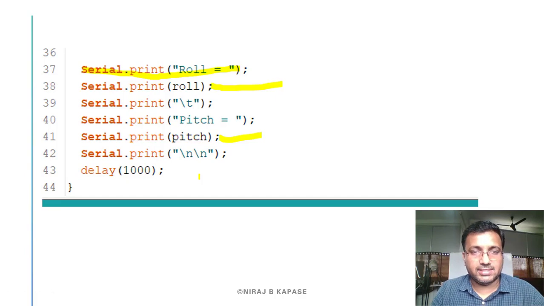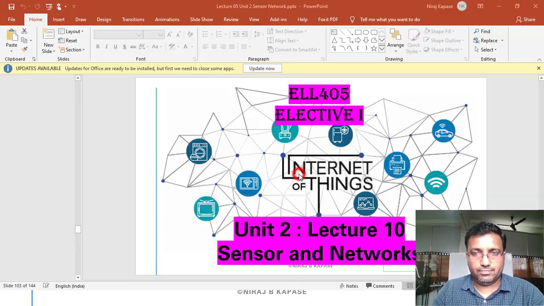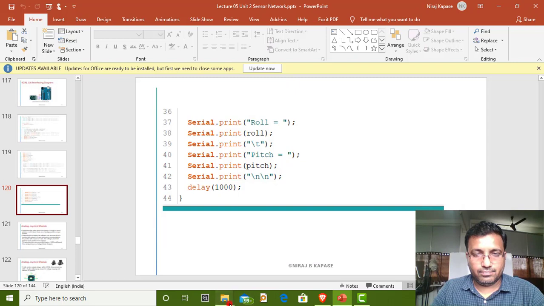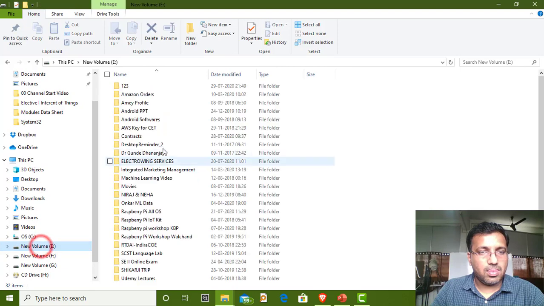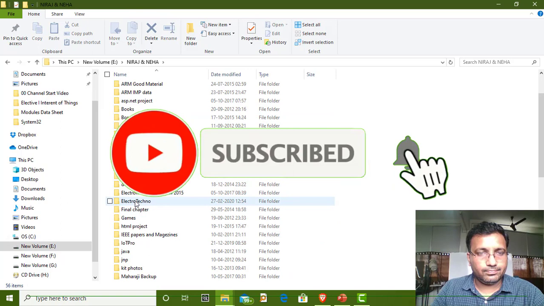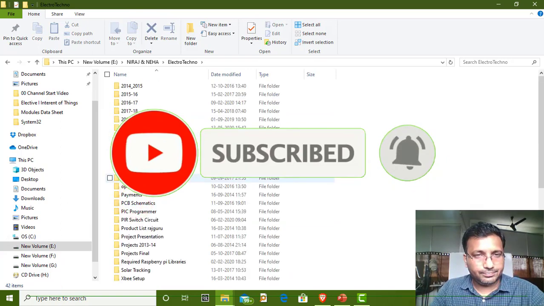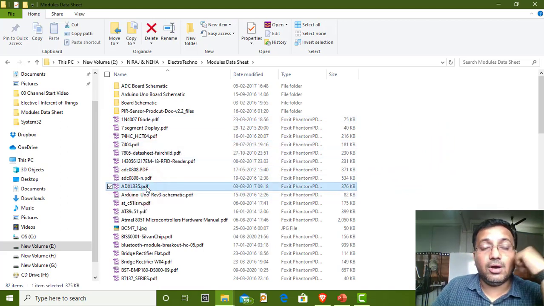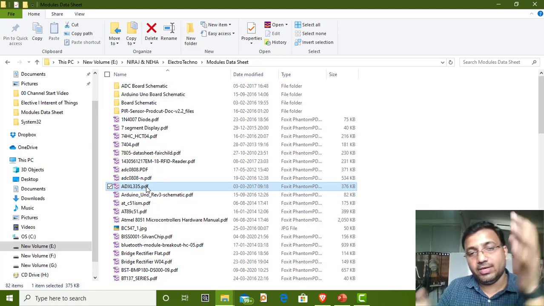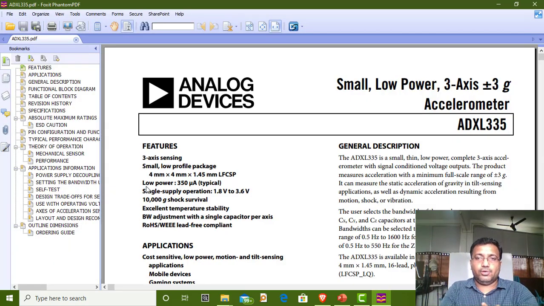So we'll see the datasheet of ADXL335. I will explain its internal structure. There are fixed and movable plates, and due to these fixed and movable plates, it's going to produce some changes. Okay, so here it is.